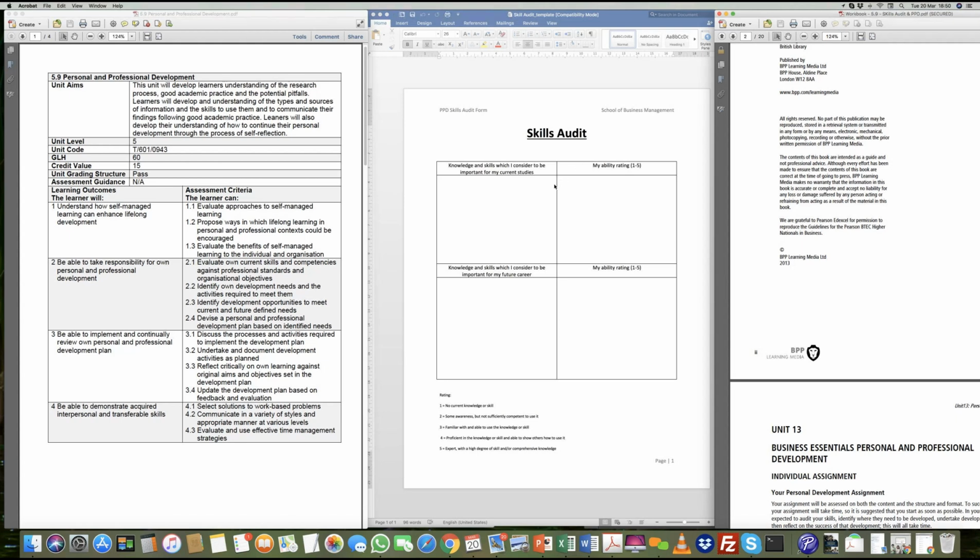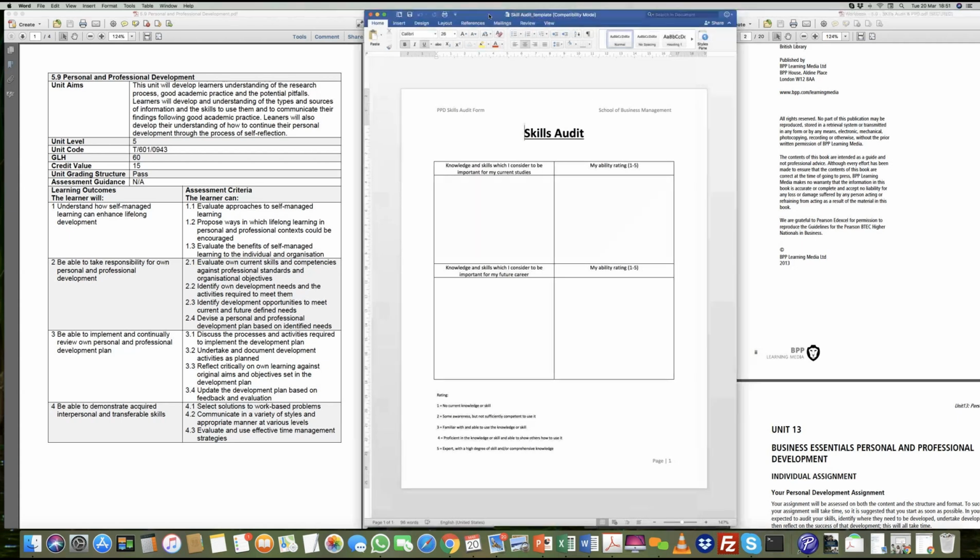Now, the PDP is essentially a working document. You keep doing regular updates to that document, and at some stage it could also be reviewed by your line manager, or looked into by the department head or HR, in order to see how you're progressing with the development of these skills and competencies.